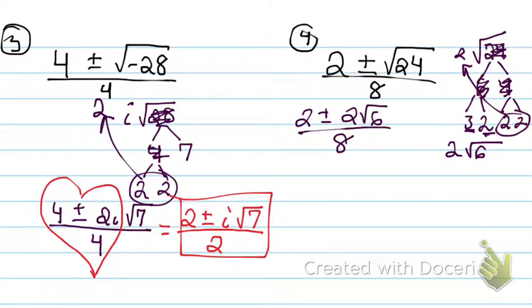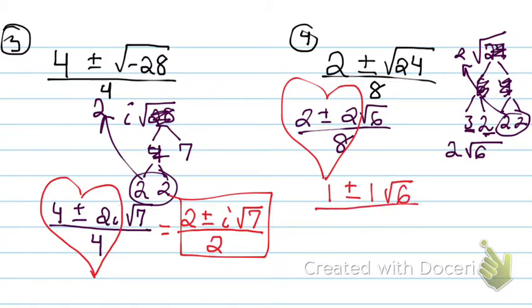And again, since the number under the square root was not a perfect square, I will have 3 parts of my heart. And so I'll ask myself, what number can divide into all 3 numbers? 2 can. So 2 divided by 2 gives me 1. Plus or minus 2 divided by 2 gives me 1. Bring down my square root of 6. And 8 divided by 2 gives me 4. And that's it.